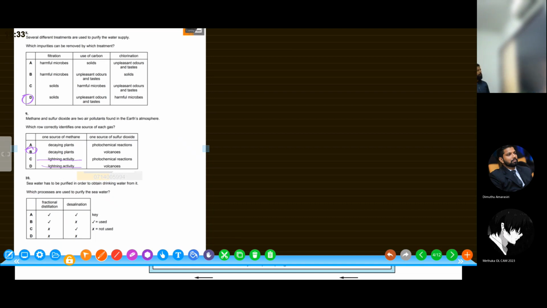Seawater has to be purified in order to obtain drinking water. Which processes are used to purify seawater? Fractional distillation, yes, you can get water. Desalination, yes, that's also possible. Now desalination, what can desalination do?